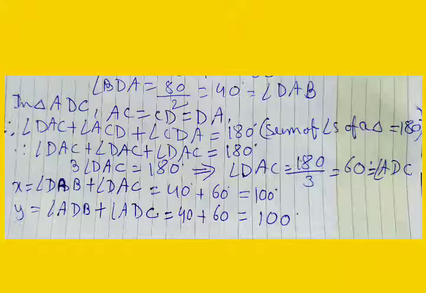Now X is equal to what? DAB plus DAC, and DAB is 40 degree, DAC is 60 degree, so 100 degree. Again angle Y is equal to ADB plus ADC, and so 40 plus 60, this is equal to 100 degree.